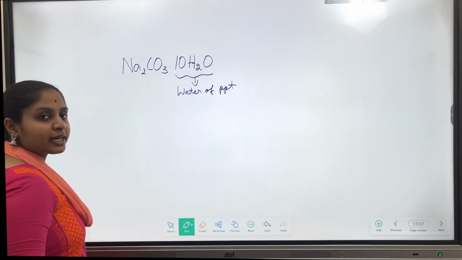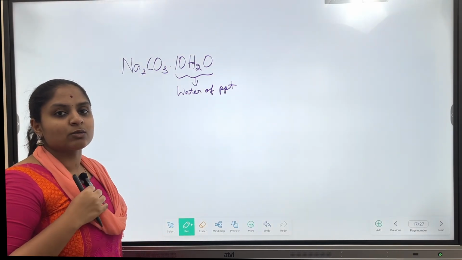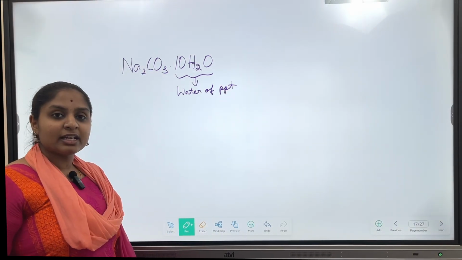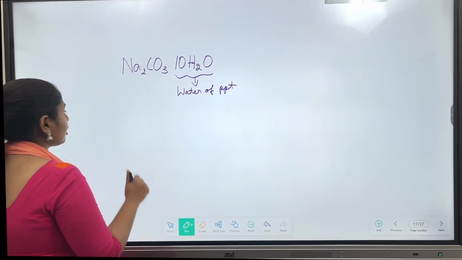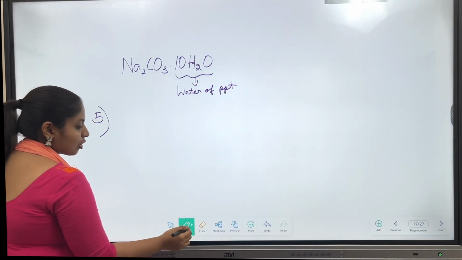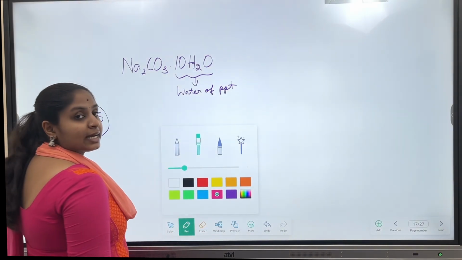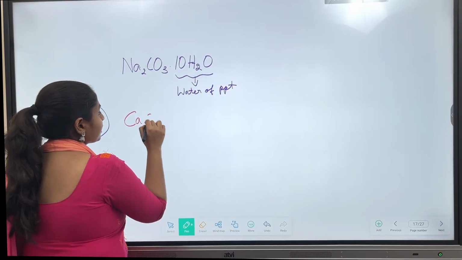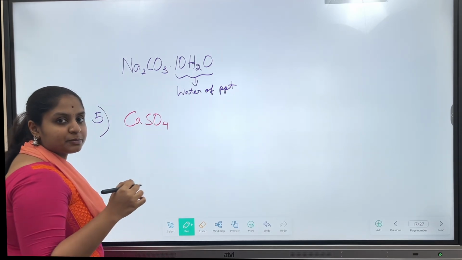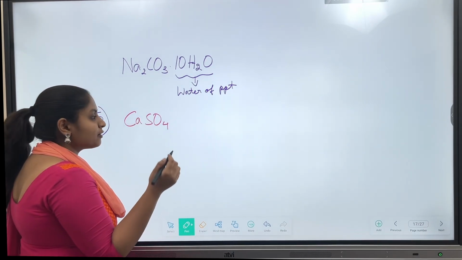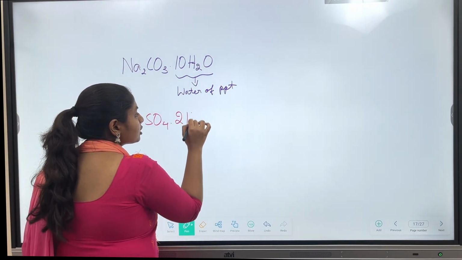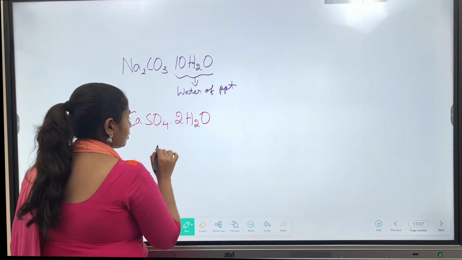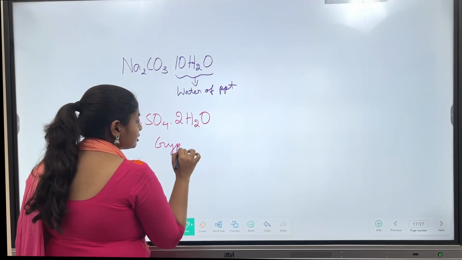Now, sodium carbonate is not the only salt that has water of crystallization. There are many other salts. One of the other important salts, or the fifth type of salt that we will be studying now, is calcium sulfate or gypsum salt. Calcium sulfate will have two water molecules with it, CaSO4.2H2O. This is gypsum salt.